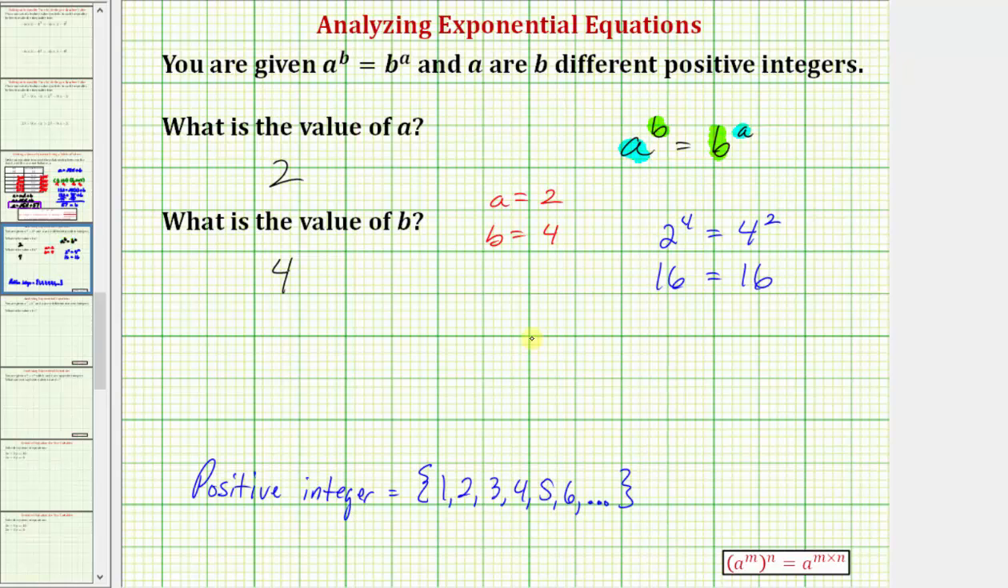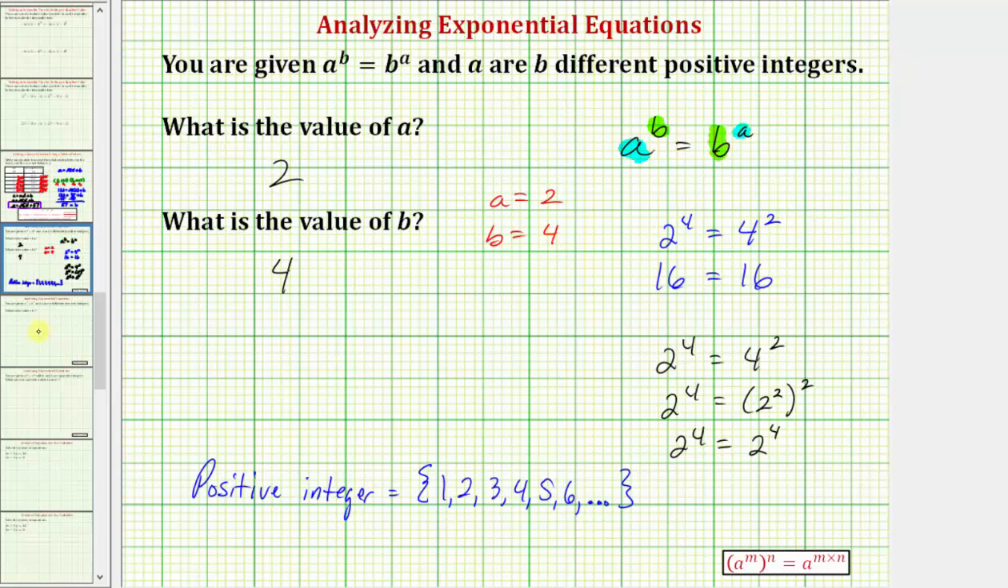For example, if we start again with 2 to the fourth equals 4 to the second, again we could write 4 as 2 squared, so we could write this as 2 to the fourth equals 2 squared to the second. Again, here's the 4. When we have powers to powers, we multiply the exponents. So here we have 2 to the fourth does equal 2 raised to the power of 2 times 2, which is 4. Here's another way to show that a equals 2 and b equals 4 is a solution.